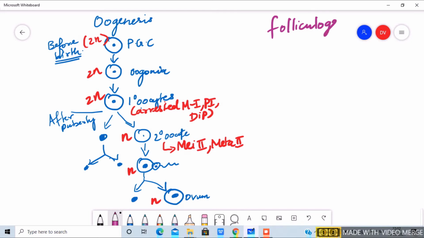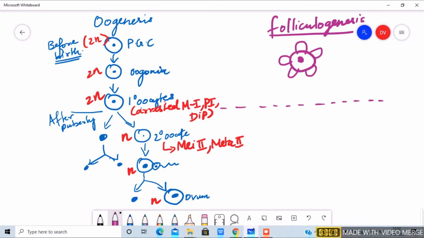Folliculogenesis. Already in the very beginning I told you follicle means egg cell plus the surrounding follicular cells. If this is the egg cell, the surrounding follicular cells together you call the follicle. Till birth, that is before birth completely, there is one follicle present, which is known as the primordial follicle. That primordial follicle is nothing but a few layers of granulosa cells.